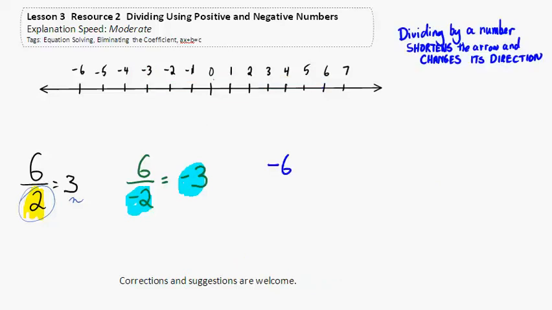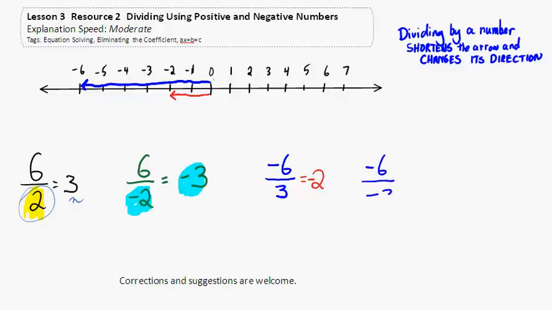Negative 6 divided by positive 3. So here's my arrow out to negative 6. That's my negative 6. Divided by 3 shortens the arrow to 2. And since 3 is a positive number, it does not change the direction of the arrow. It is negative 2.